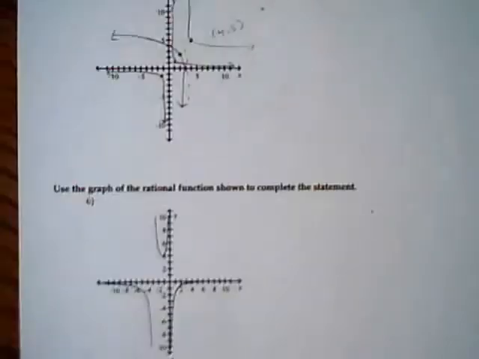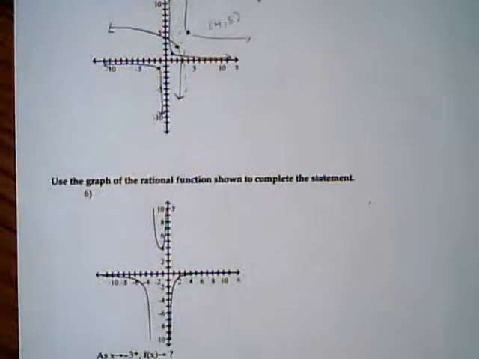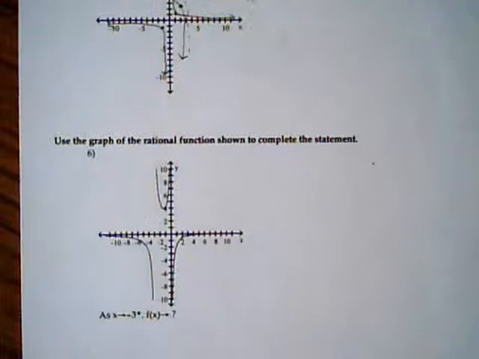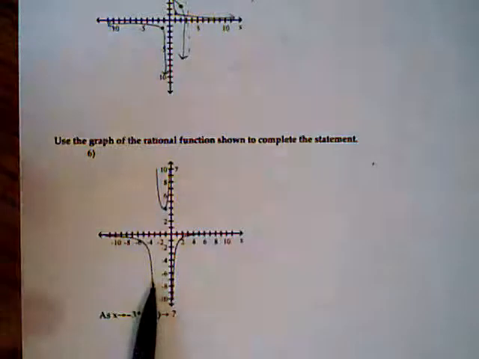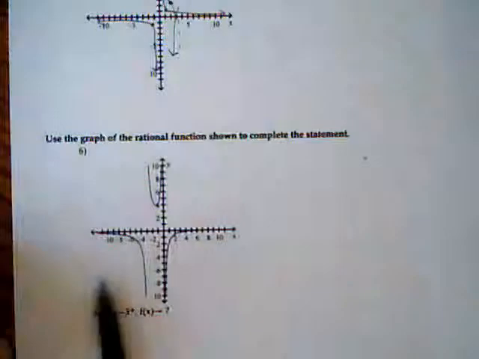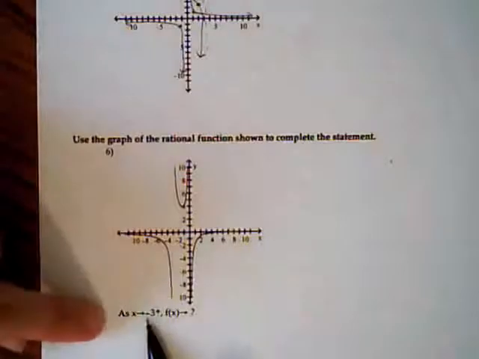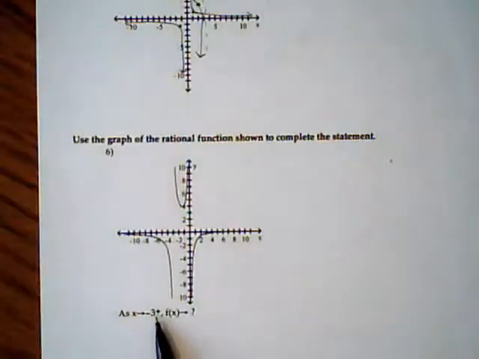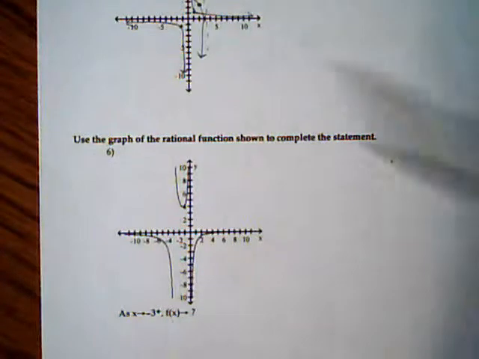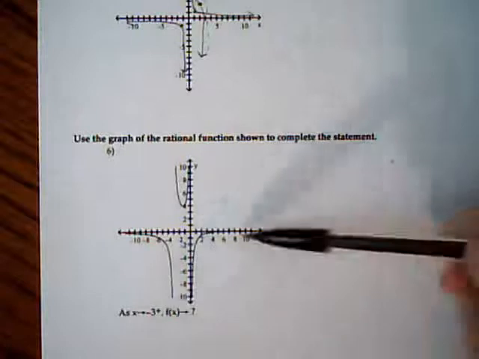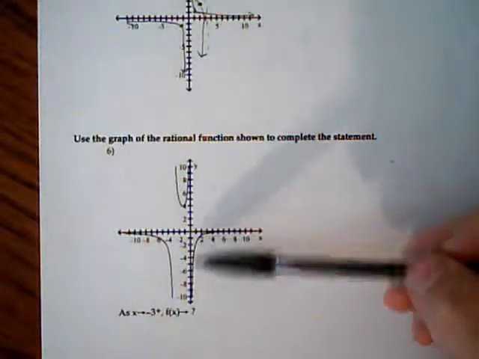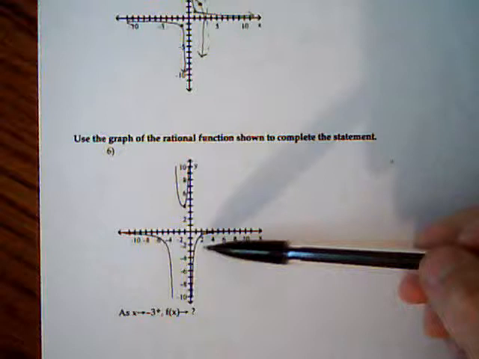The other kind of problems you'll have on the homework will be like number 6. It says use the graph to complete the statement. It gives you a graph of a polynomial function. This is not the reciprocal function, it's just a polynomial function. It says as x approaches negative 3 from the right, what is happening to your function values? So I want you to be able to look at the graph as x approaches negative 3 from the right.